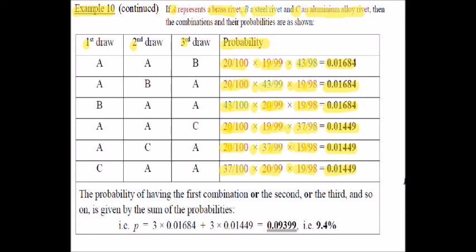So if we now calculate the total probabilities, so basically in this table, probability is 3 times the 0.01684 plus 3 times the 0.01449. We get a probability of 0.09399, or rounding up, 9.4%. So to draw 2 brass rivets and 1 steel rivet, or 2 brass rivets and 1 aluminium alloy rivet, the probability would be 9.4%.